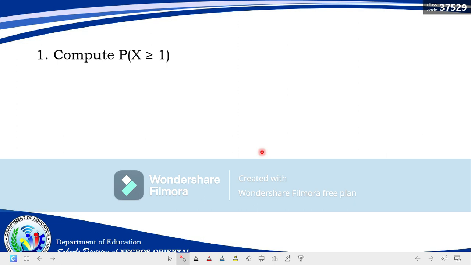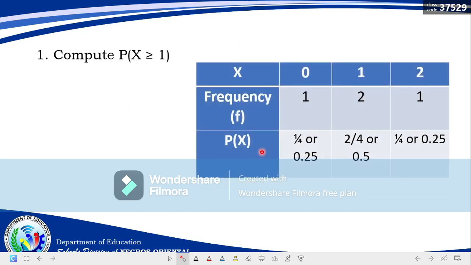So today we will be discussing how to compute the probabilities corresponding to a given random variable. Okay, let's have this example. Compute P wherein x is greater than or equal to 1. So how are we going to answer that one?